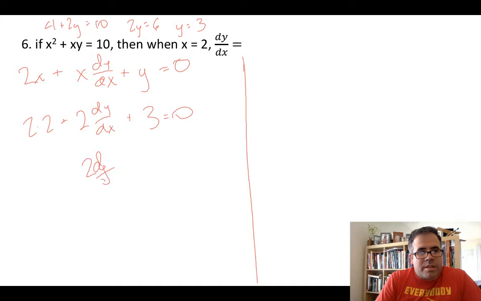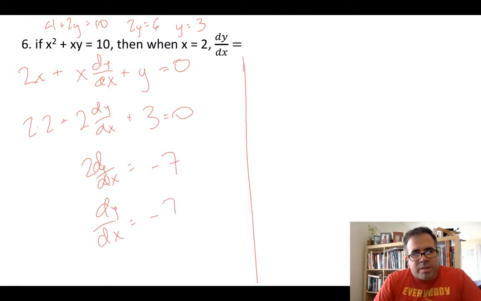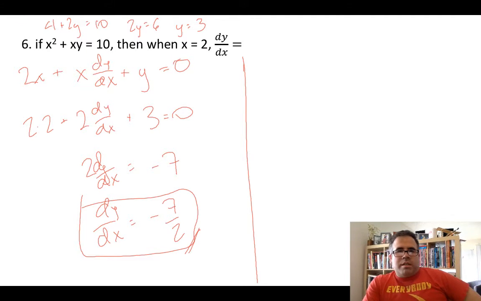dy/dx equals -7, with some algebra in those intervening steps. So that means dy/dx, what we're looking for, is going to have to be -7/2. Cool. So that's where we take the derivative first. We're very eager, so we take the derivative first and do the algebra later.